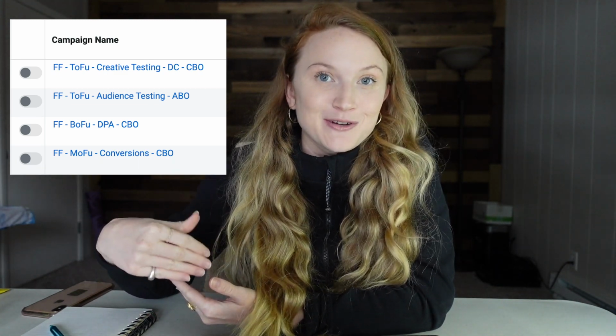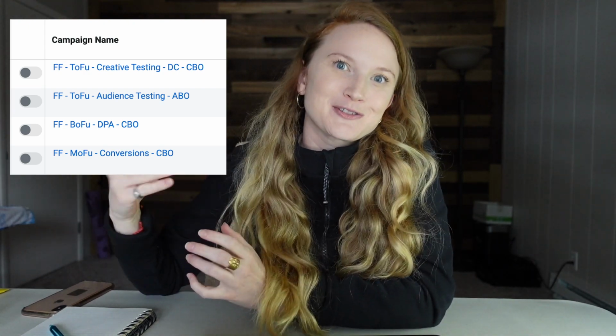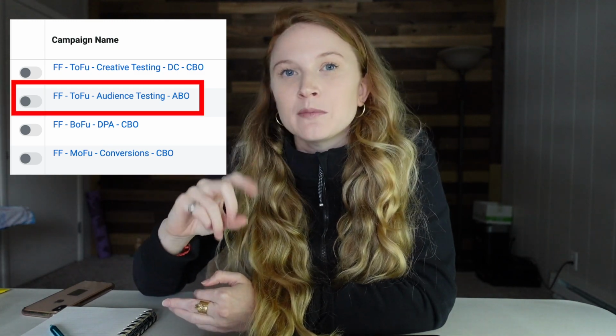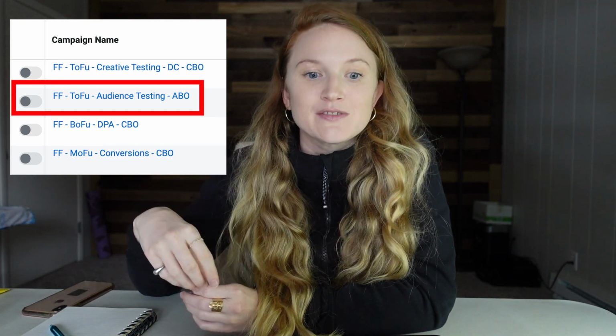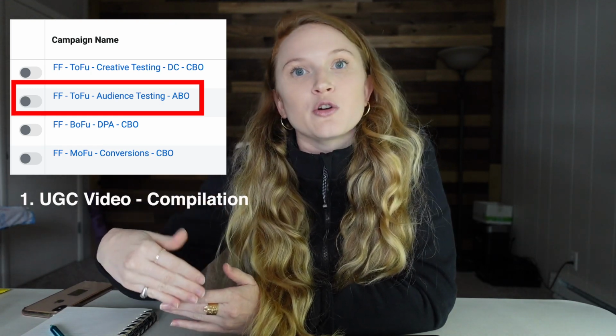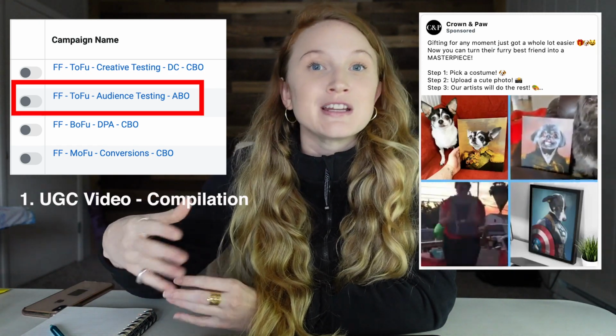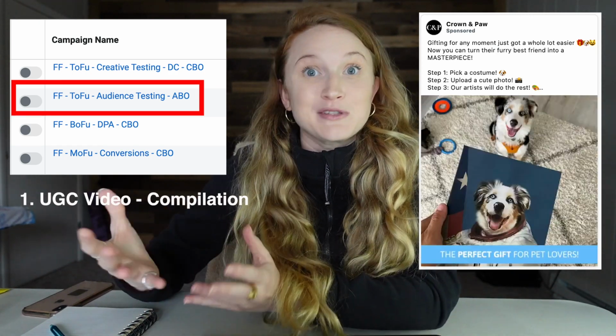And then at the Tofu level, we'll definitely be testing out tons of different things in the dynamic creative testing campaign. But before that, because we don't want to wait to get the results for that before we start launching the ABO audience testing campaign, here's what I'm going to start off with in that specific campaign. Number 1, we're going to also be doing a UGC video, but here we're going to be testing out the compilation. So that's going to feature several different single testimonials from several different people.